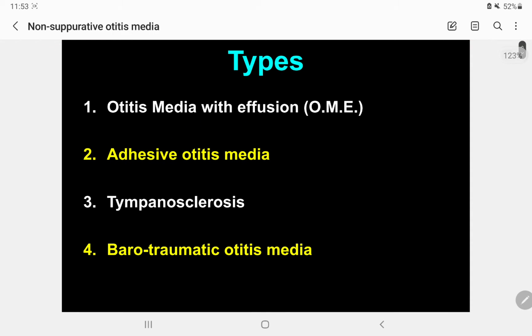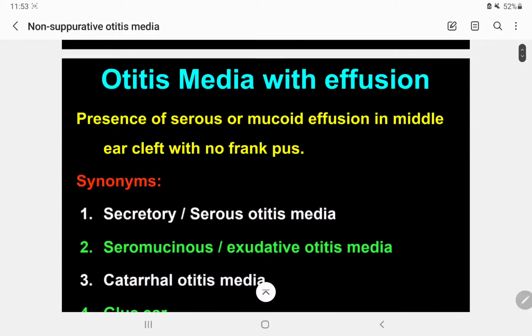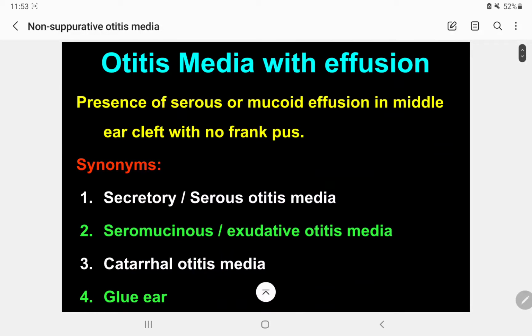So the types of non-suppurative otitis media include otitis media with effusion or OME. The second is adhesive otitis media. The third is tympanosclerosis, and the fourth is barotraumatic otitis media. So otitis media with effusion, let's discuss that first out of the four.